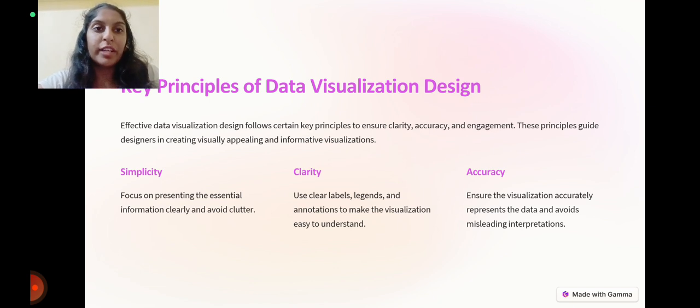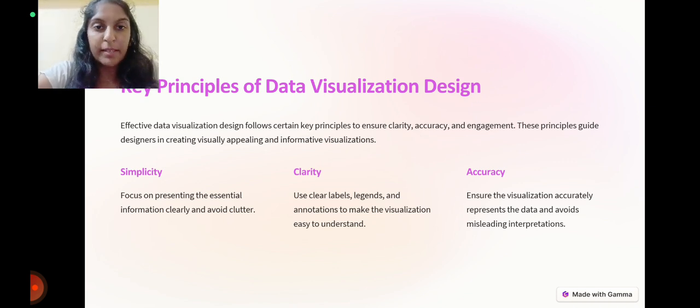The key principles of data visualization design. Let's see the key principles. Effective data visualization design follows certain key principles to ensure clarity, accuracy, and engagement. These principles guide the designer in creating visually appealing and informative visualizations. It helps for simplicity, clarity, and accuracy.